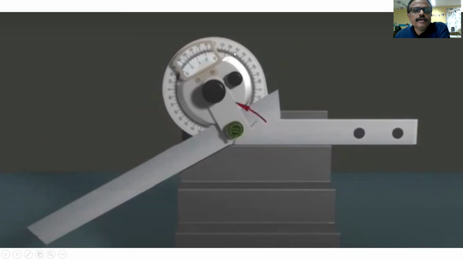This is the main scale. This is the vernier scale. This is the base plate and this is the blade. Here, this is the workpiece.